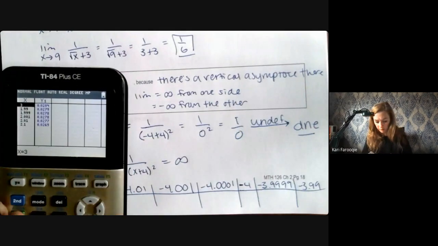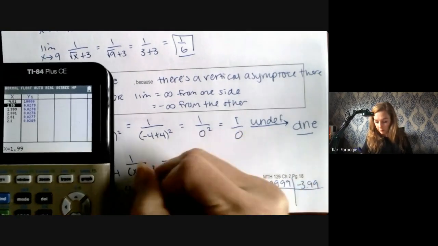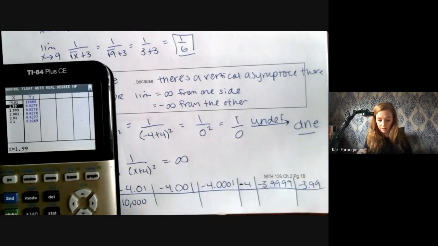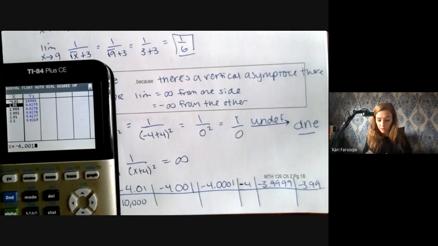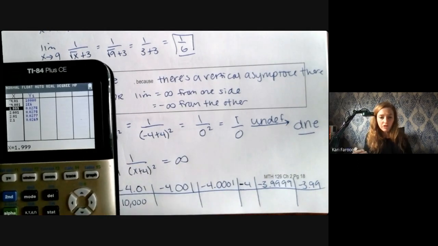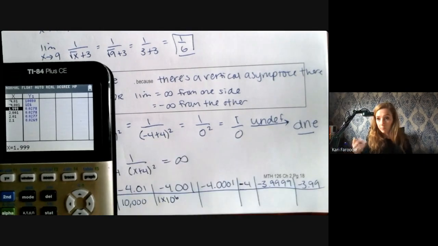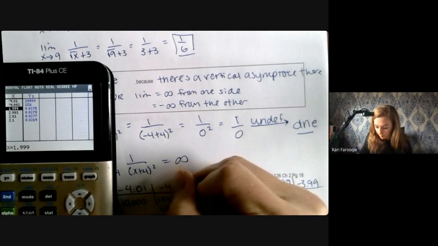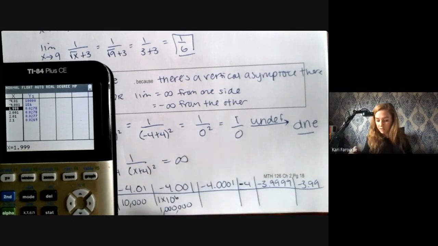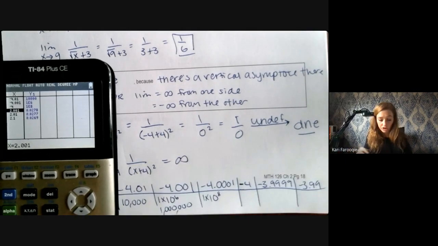Go to your table. If I put in something like -4.01, the value that I'm getting is 10,000. So that's huge. And then if I did -4.001, now I'm at 1e6. And if you're wondering what 1e6 is, the e just means times 10 to the power 6. That's a huge number. That's 1,000,000. So you can tell that these values are getting really, really large as I get even closer to -4. Now we're at 1 times 10 to the 8th power. So these values are gigantic.